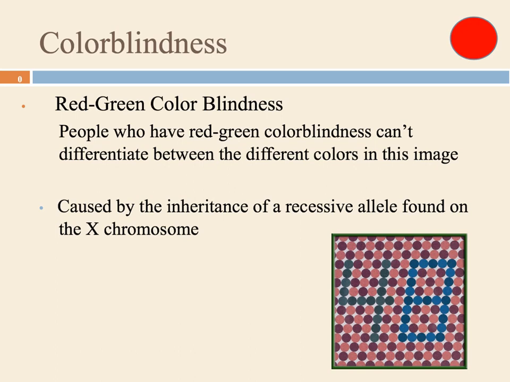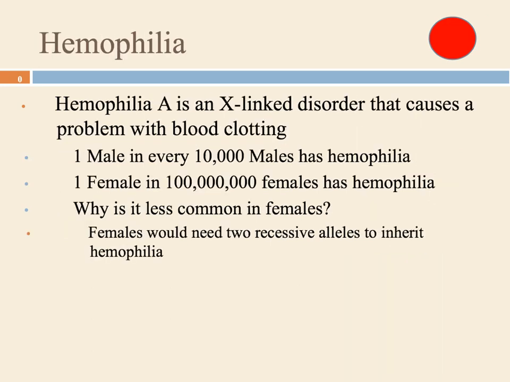So sex-linked traits, we're going to look at how those traits are passed down in a second. Hemophilia is another X-linked disorder that is recessive. So for females, in order to show an X-linked recessive trait, we would have to have both copies of that allele. And for males, because they only have one X chromosome, they would show the recessive trait if they had that allele.